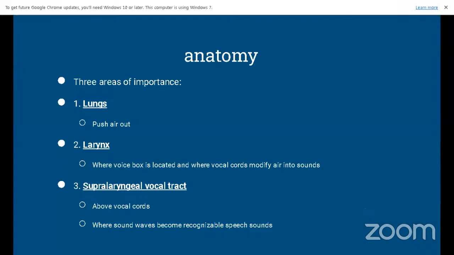Lungs are some of the areas of importance. Lungs push air out. Larynx is where the voice box is located and where vocal cords modify air into sounds. Now, please remember, when lungs breathe out, they produce sound for us to speak. Is it breathe out or breathe in? It's breathe out. Didn't I tell you in our offline classes, it is called the egressive method.